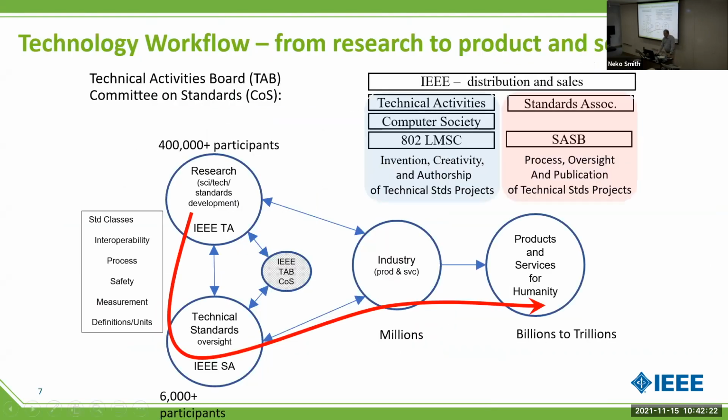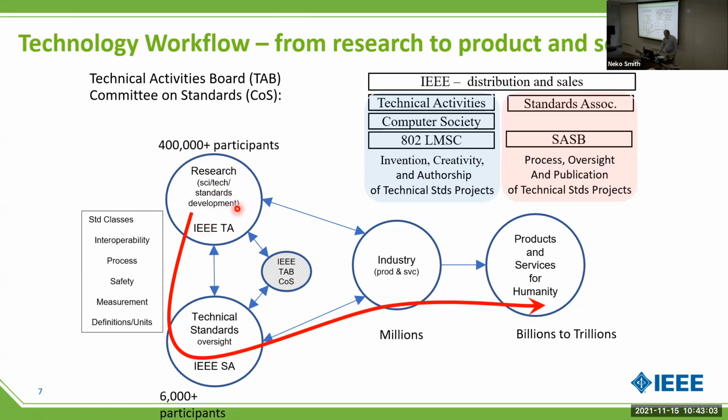So this is an attempt to depict how technology moves from research to actual products and services that we use in the world today. Here's technical activities, which, as you pointed out with ComSoc and other societies, is where the research topics are developed. There are conferences, journals, and various types of publications, hundreds of thousands of participants, and thousands of conferences per year. That is within technical activities.